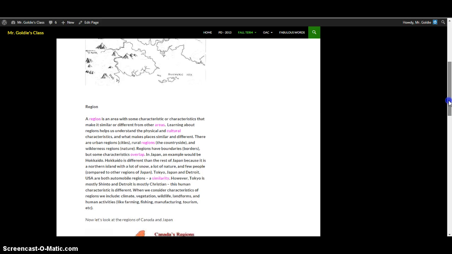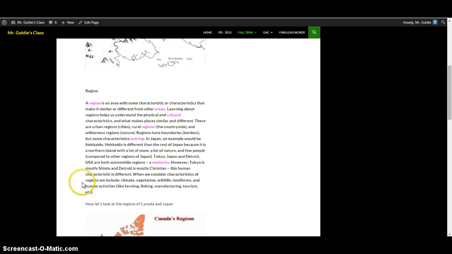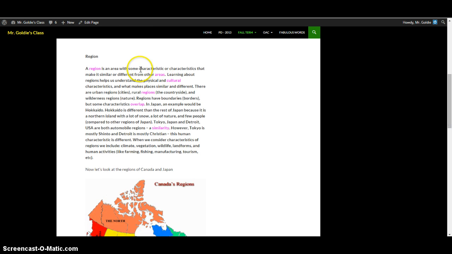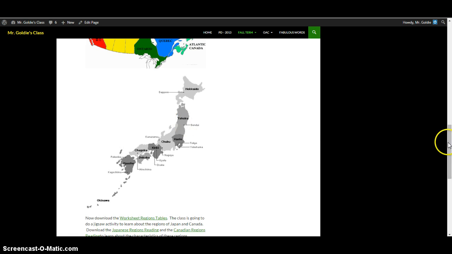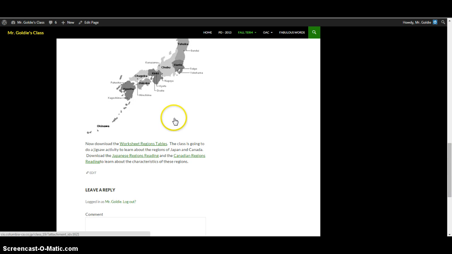After you're finished doing that, I'd like you to read through this, using your AWL words in here. Then you can look at Canada's regions, and you can look at Japan's regions. When that's finished, we're going to download this worksheet called the Worksheet Regions Table. And the class is going to do a jigsaw activity, which means we're going to share the work and learn about the regions of Japan. We're only going to do Japan this time, okay?